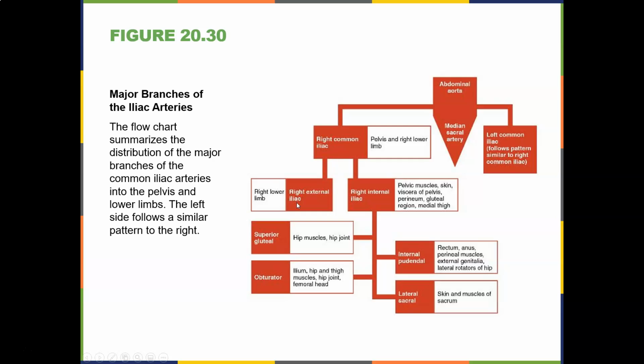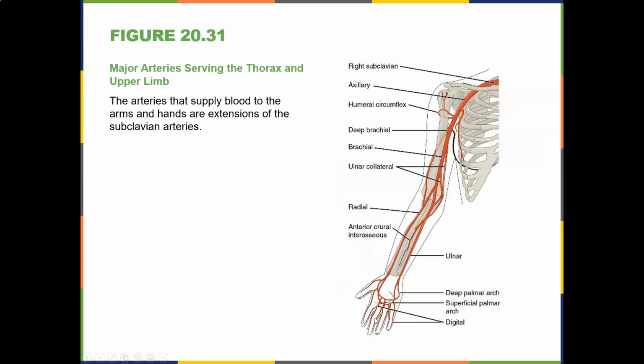Basically the right external iliac and right internal iliac will provide blood supply to the pelvic muscle, skin, and viscera. The superior gluteal will supply blood to the hip muscles and the joint, the obturator to the hip and thigh muscles, the internal pudendal, the rectum and anus, and the lateral sacral to the skin and muscles of the sacrum.